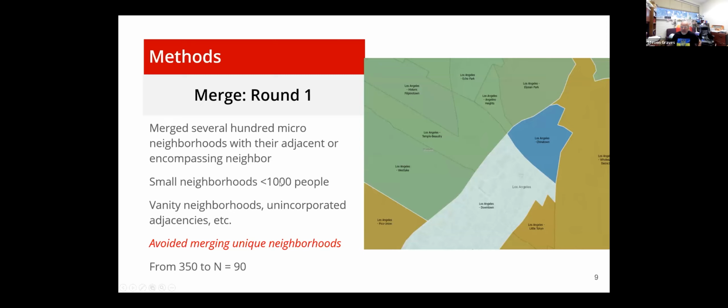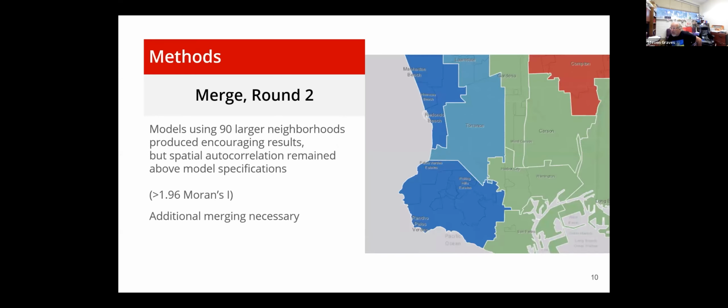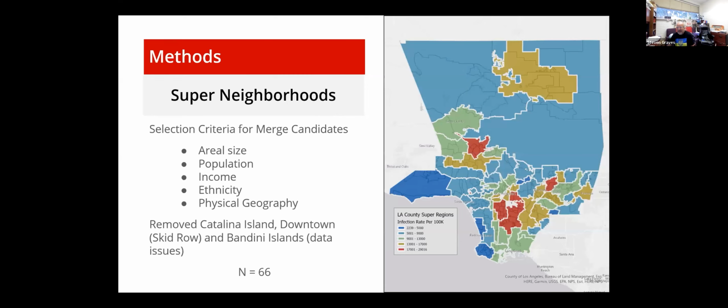It was easy to do the first round. We merged neighborhoods until we got down to 90, and then ran all of the tests again, the ordinary least squares regression. But again, we had some problems with spatial autocorrelation. The Moran's I was greater than 1.96. And so we went from 90 down to about 66 neighborhoods that have some measure of internal cohesion.